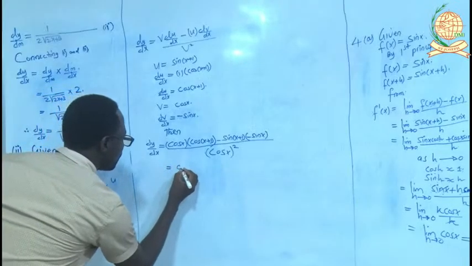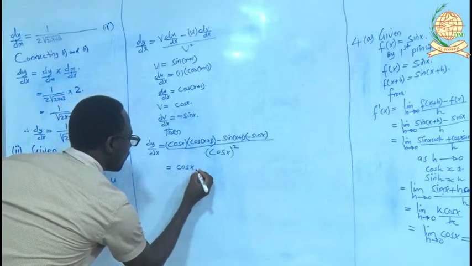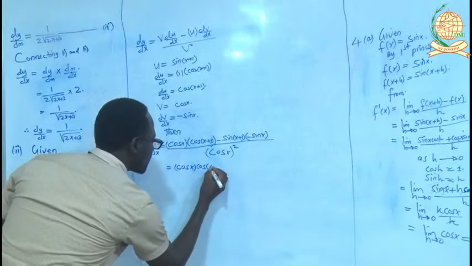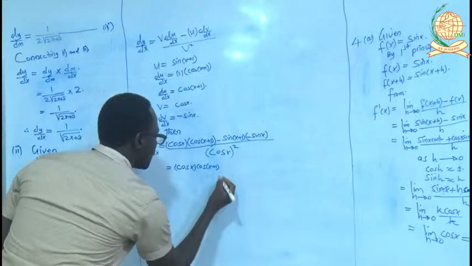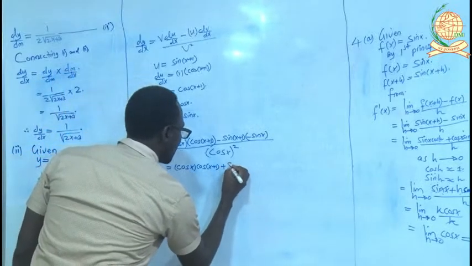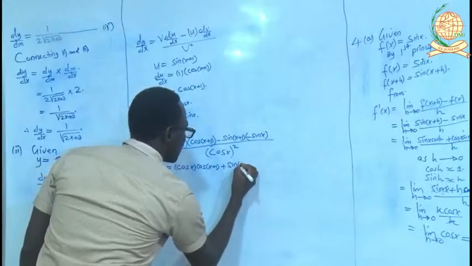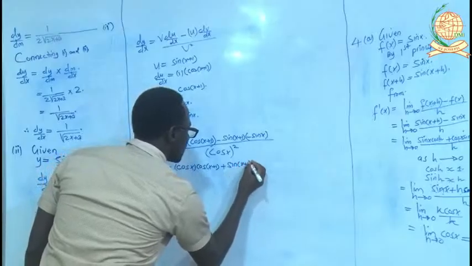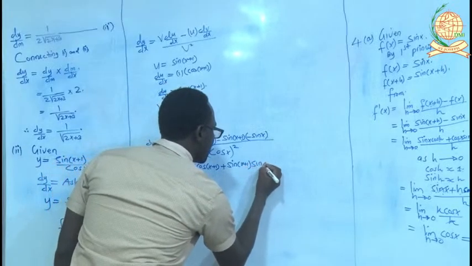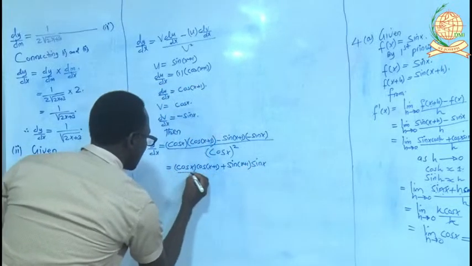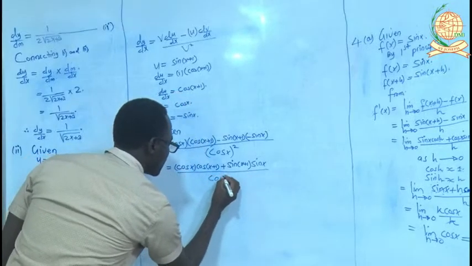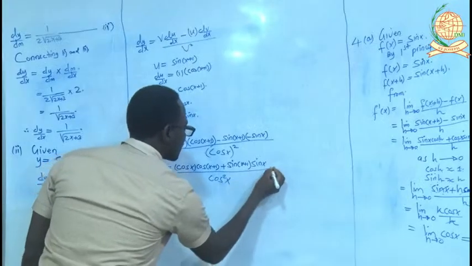So we are going to have cos x, cos of x plus 1, then plus sine of x plus 1, sine of x, divided by cos squared x.